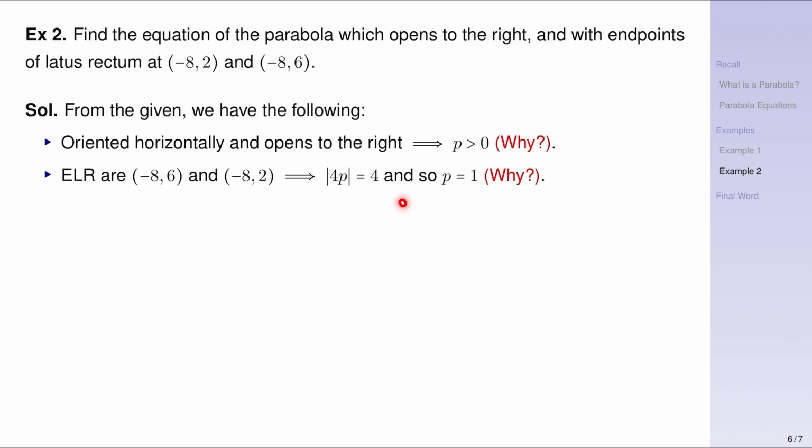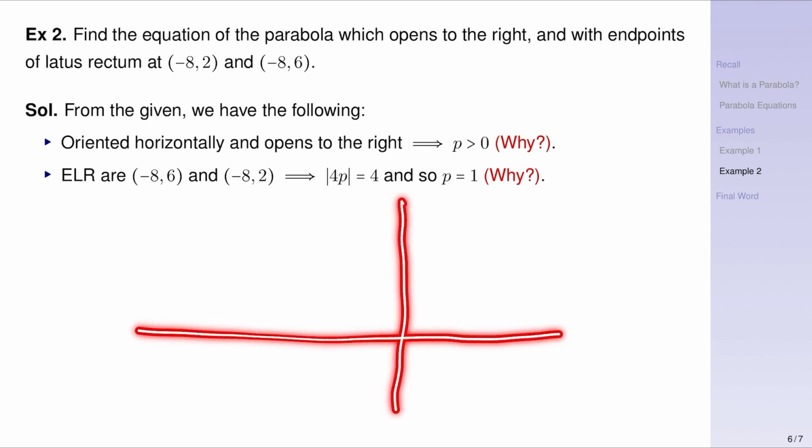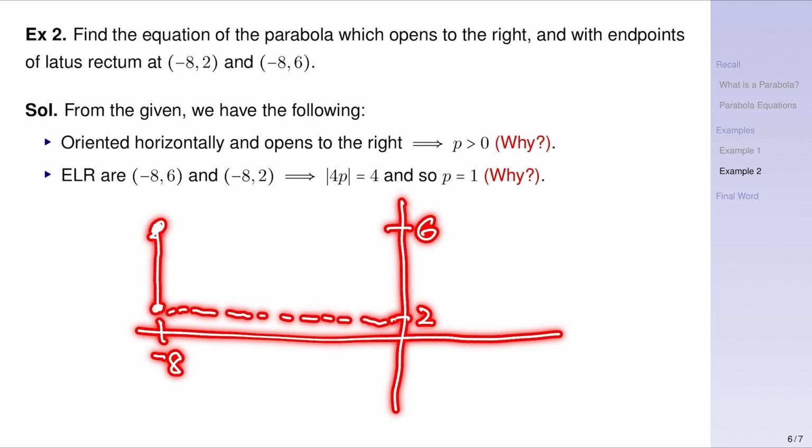Or if you don't believe that, you can just view it in a sketch. Let's see, we have this thing out here. This is negative 8, this is 2, and this is 6. So our points would lie somewhere around here and out here. Since this one is 2 and this one is 6, you expect that this distance must be 6 minus 2, or 4. That's why it's 4.